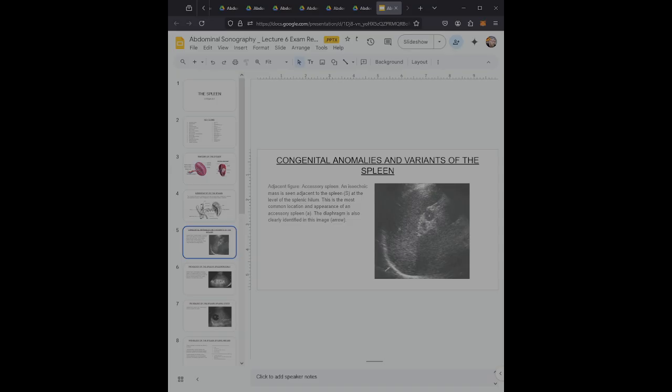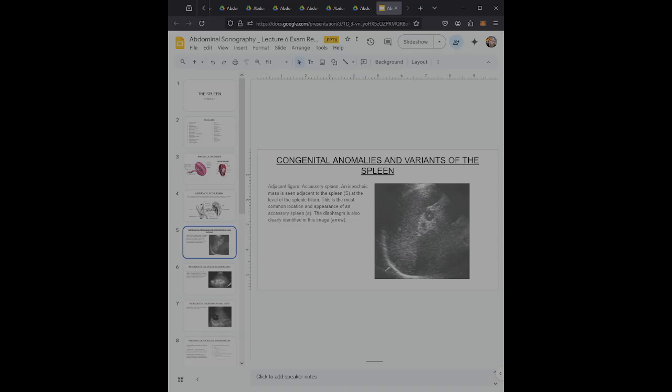So there are certain congenital anomalies and variants that can exist in the spleen, and some people may have an accessory spleen, and we refer to this as a spleniole or supernumerary spleen. And this would present as a small round island of splenic tissue, and it is typically located near the splenic hilum, or in some cases near the tail of the pancreas.